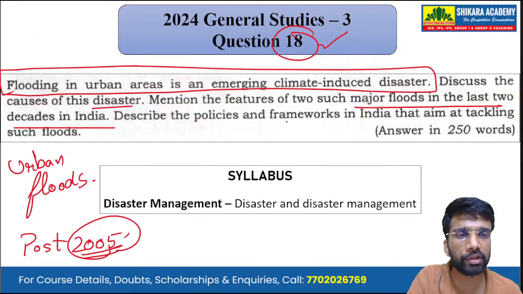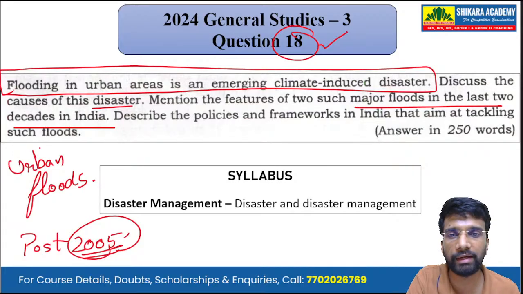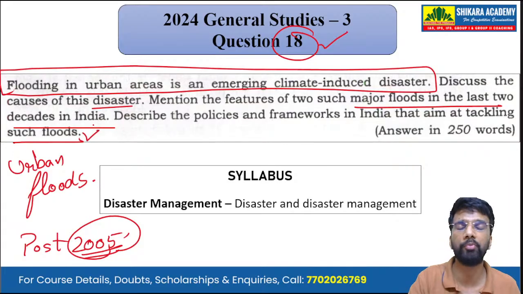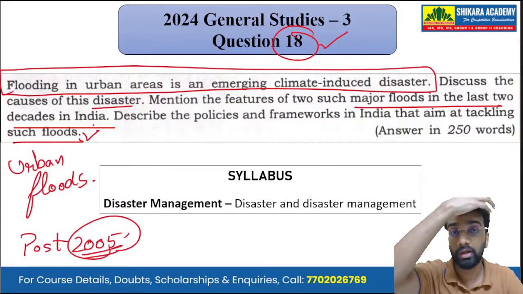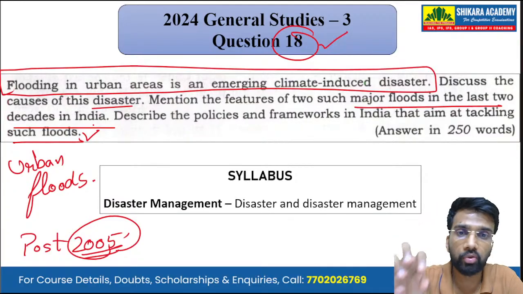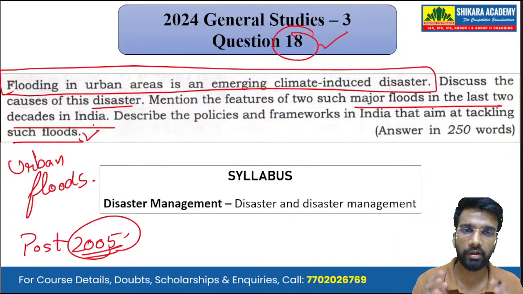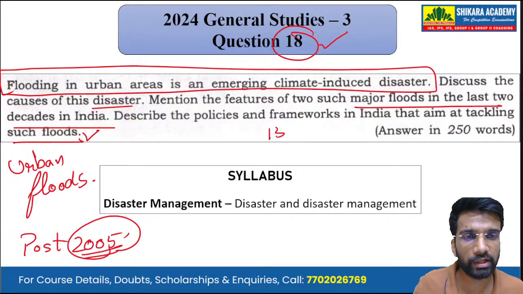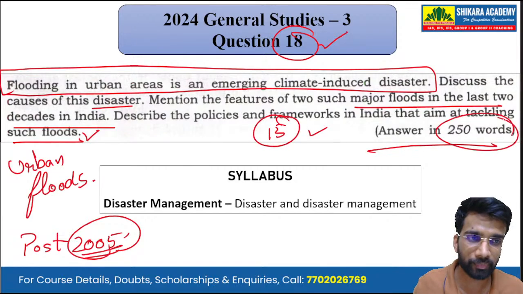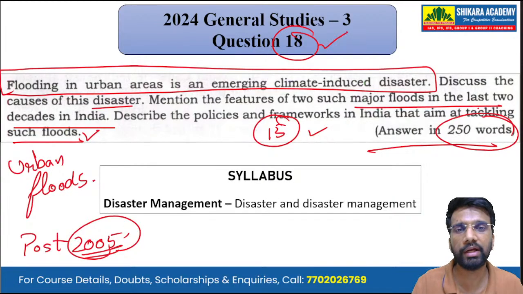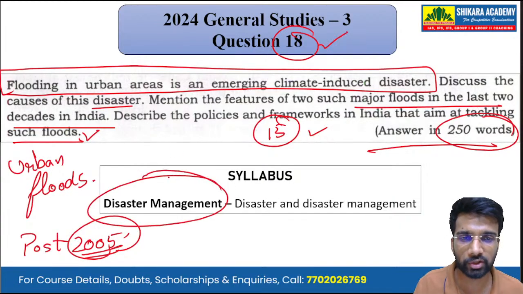Then we have to describe the policies and frameworks in India that aim at tackling such floods. Okay. What policies and frameworks have been designed or developed by the government in order to tackle the urban floods. Now, this is a 15-mark question that we have to answer in 250 words. Mapping it with the syllabus, we can see that it has been asked from the subject of disaster management and the topic is urban floods.